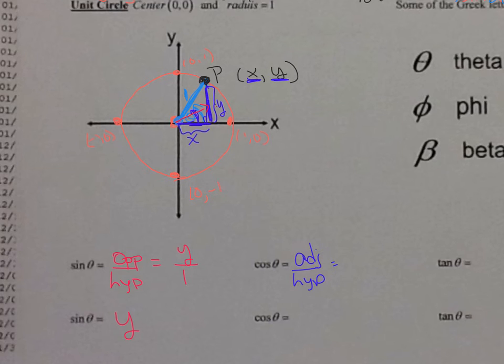So which side is adjacent to theta? It is x. So that would be x over the hypotenuse, which is 1. Therefore, cosine is equal to x.